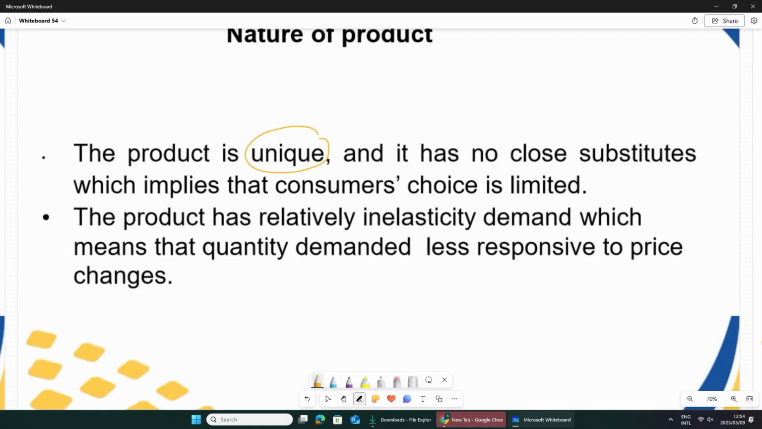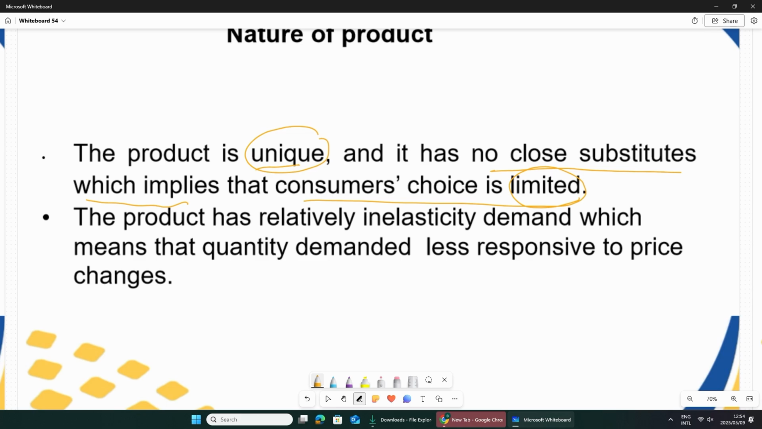We're also going to look at the nature of product. How does the product look like? So in monopoly, the nature of product is unique. When we say the nature of product is unique, we mean that it is different. You cannot find a similar product somewhere else. So we say the product is unique and has got no close substitutes, which means that the consumer's choice is very limited, since they are producing a unique product which we cannot find anywhere else.